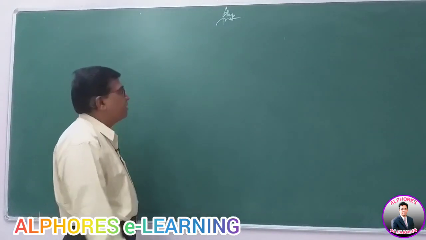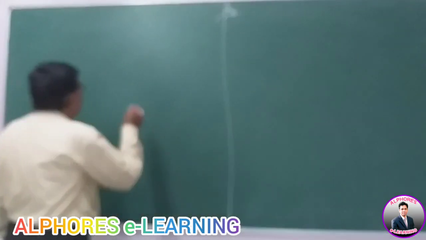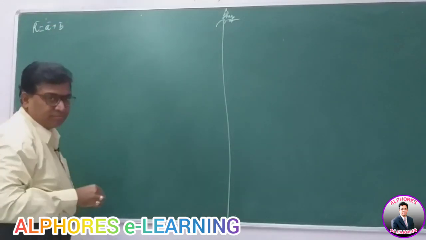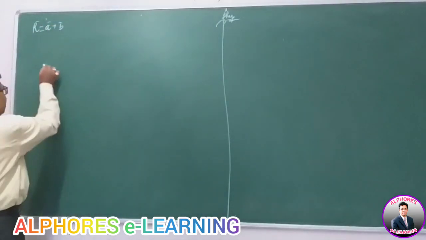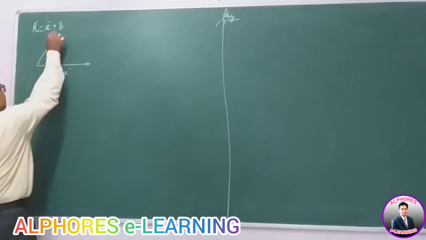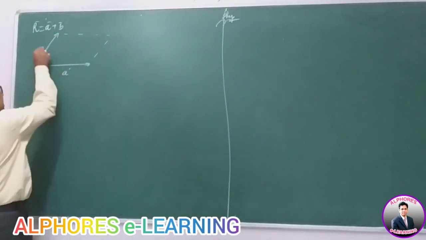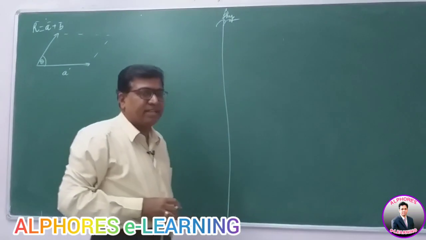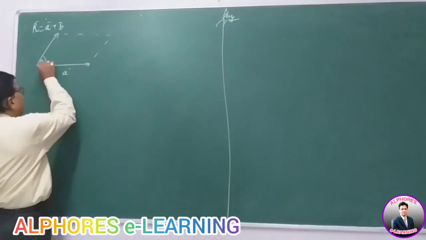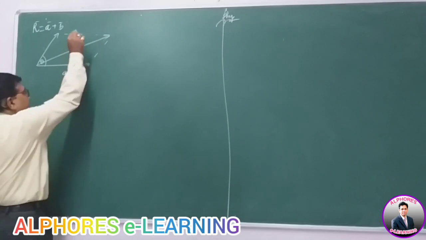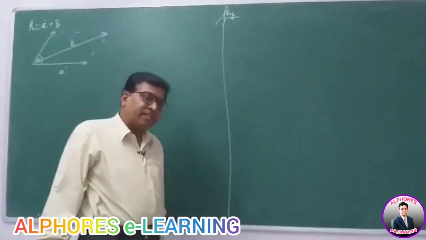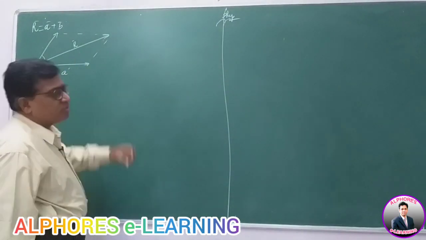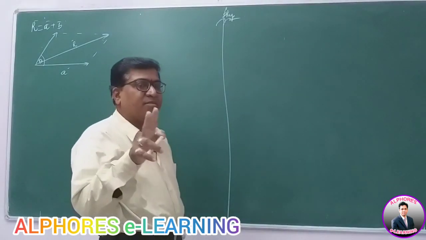So according to the parallelogram law of vectors, if I am talking about addition of vectors, r bar is equal to a bar plus b bar. So a bar is one vector, b bar is another vector, represented as two adjacent sides of a parallelogram. Then the diagonal passing through the point of intersection of vectors represents the resultant vector. If two vectors are represented as two adjacent sides of a parallelogram in magnitude and direction, then the diagonal passing through the point of intersection of vectors represents the resultant vector in magnitude and direction.